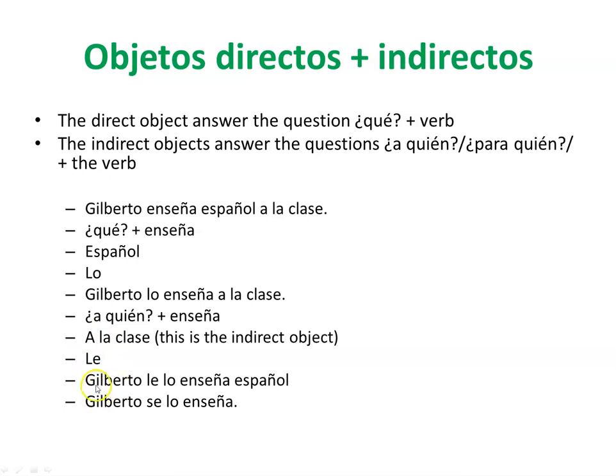So now we have the sentence here, Gilberto lo enseña a la clase. Because we have just one verb, we know that we need to place it before the verb that is conjugated. So the indirecto, we are going to apply the same rules, but we already have the directo here, so we are going to place it before the indirecto. Gilberto le lo enseña español.